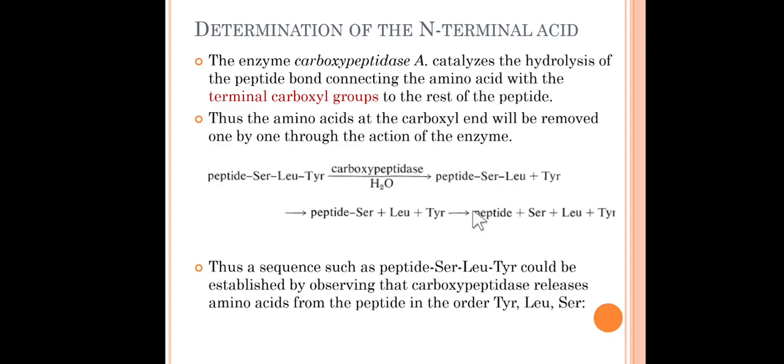Thus, this above is the example, and this is the explanation. So if we have a peptide with the sequence serine, leucine and tyrosine, then we can identify this order and we get the C-terminal amino acids in this sequence. First we get the tyrosine, that is the C-terminal, then leucine, and finally the serine. This is how we are going to identify the C-terminal amino acid sequence.